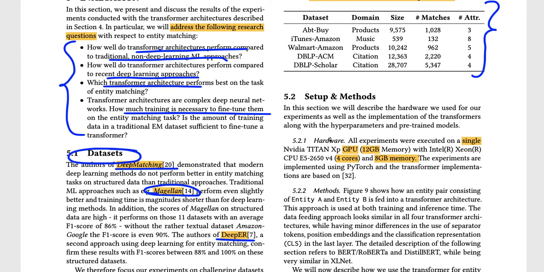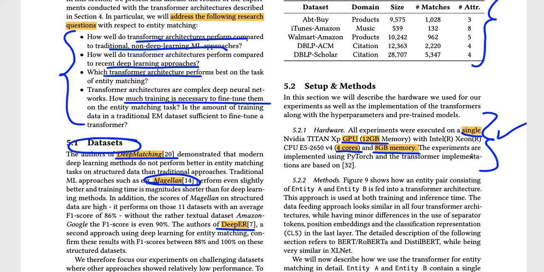Next, let's talk about the hardware setup required to do the fine-tuning. So remember, the authors have not done any pre-training here. They have just done the fine-tuning, assuming the model is already pre-trained. So it's a pretty standard hardware setup. They have a single NVIDIA Titan XP GPU with 12 GB memory, which is pretty decent, not too big. Then an Intel Xeon 4-core processor and 8 GB of RAM. It's a pretty simple setup.